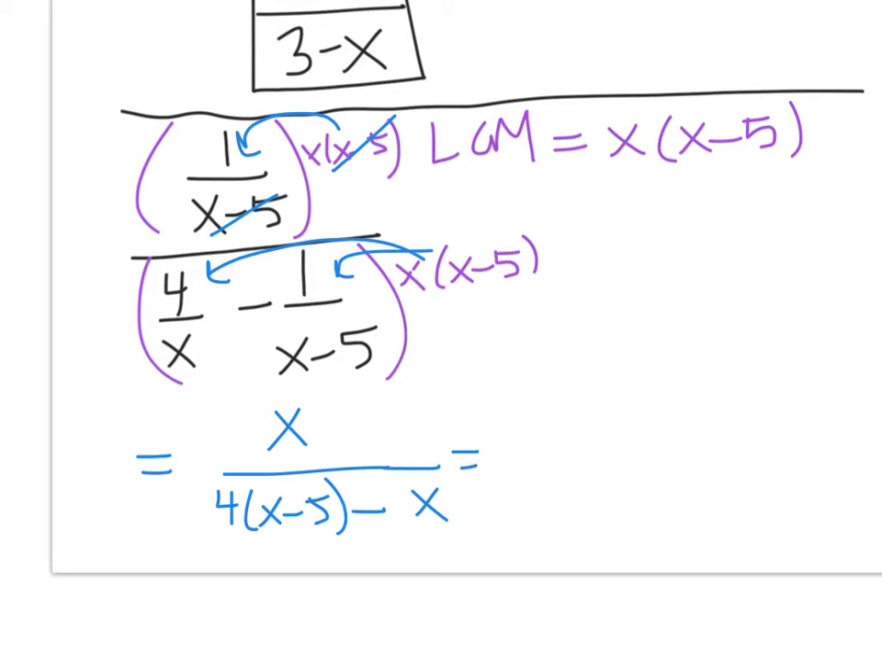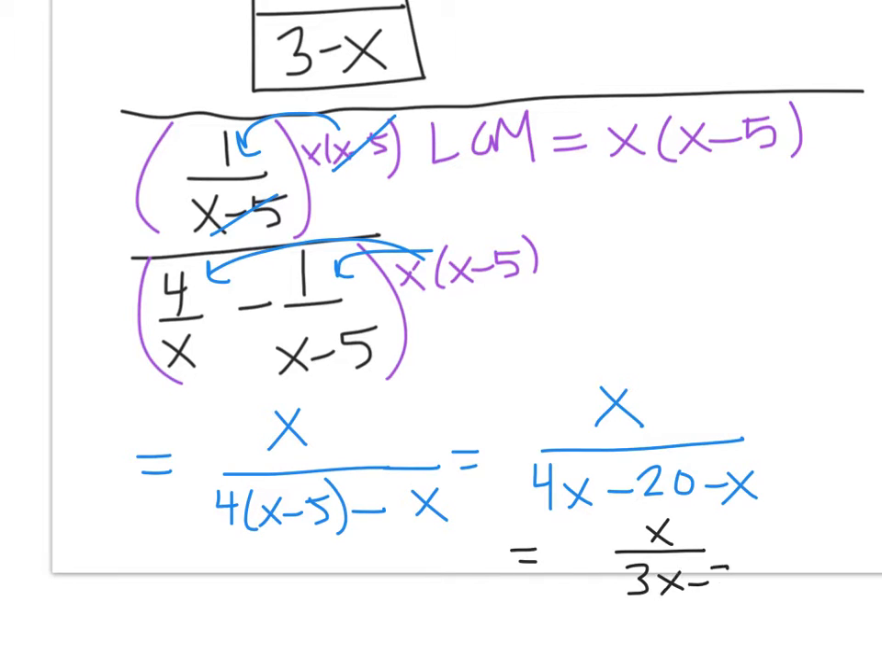So now I have no complex fraction. The only thing I can do is simplify the bottom to 4x minus 20 minus x. So the best I can do with that is x over 3x minus 20. And that's my simplified fraction for that. It's no longer a complex fraction. So using that LCM made it into just a simplified regular fraction.